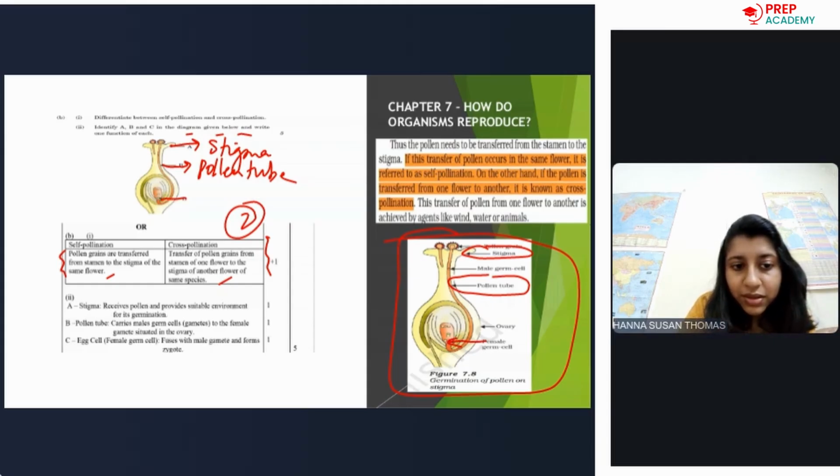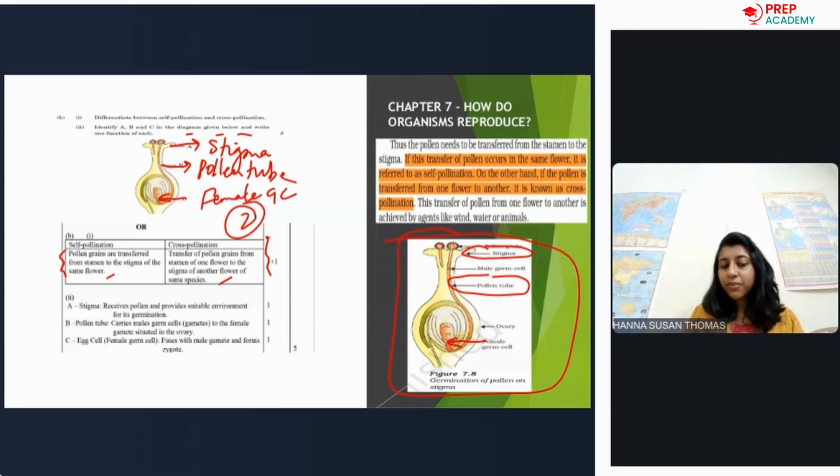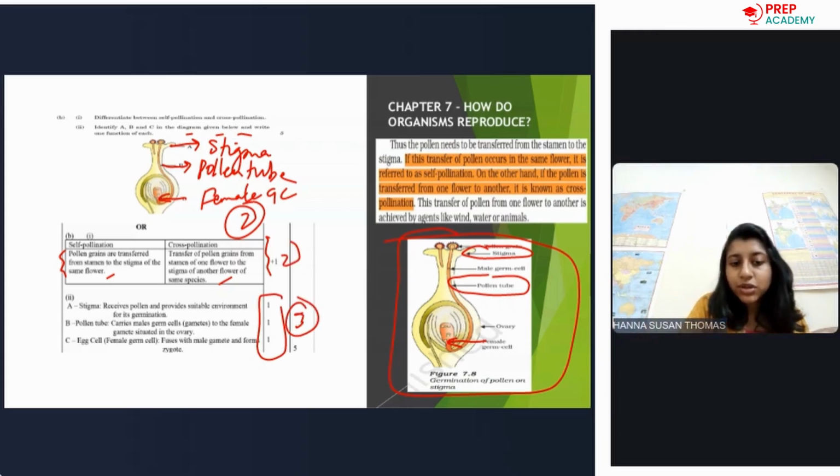So you can see here, female germ cells. And the function of female germ cells is to fuse with male gamete and form zygote. So if you are identifying all these 3 and writing their functions correctly, you will be rewarded with 3 marks. This is 2 marks. So 2 plus 3, 5 marks in total.